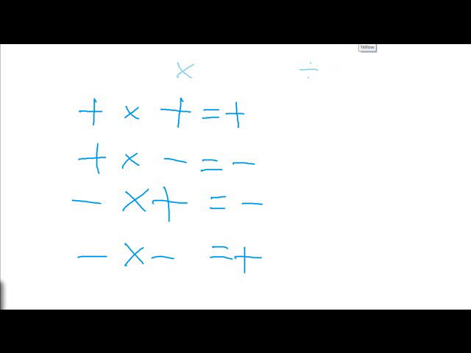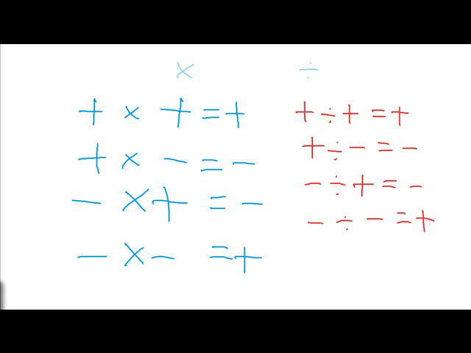And same thing goes for division. The quotient of a plus divided by a plus equals a plus. A plus divided by a negative will equal a negative. A negative divided by a positive will always equal a negative. And a negative divided by a negative will always equal a positive. So you could say it's the same thing as multiplication.